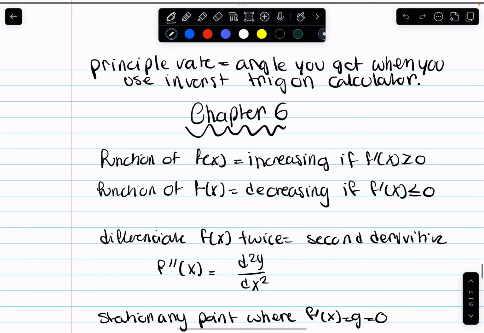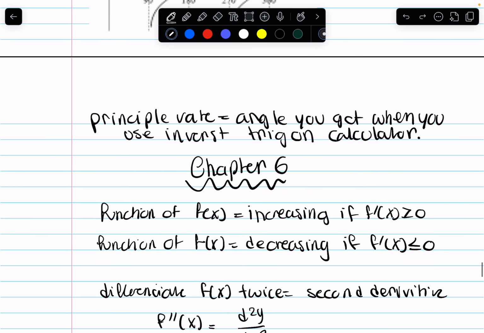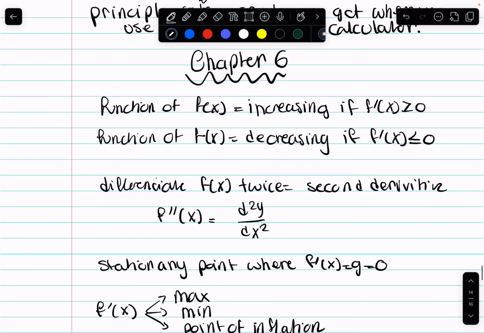The principal value is the angle you get when you inverse a trigonometrical expression in your calculator. So if I have sine inverse and then I get x, that x is my principal value.